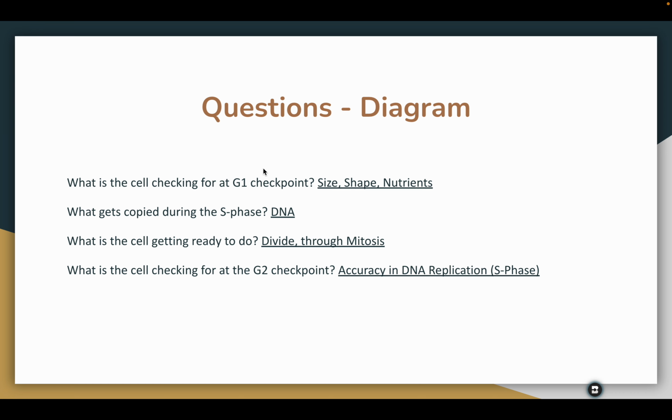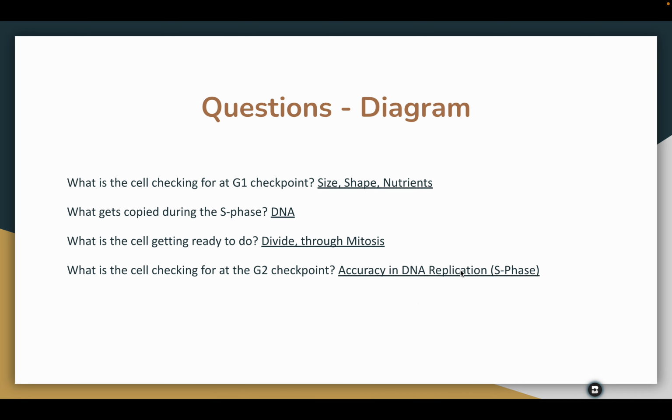So as you were looking at the diagram in your note outline, there might be some questions. Question number 1 says, what is the cell checking for at the G1 checkpoint? It's making sure that it's got the right size, the right shape, as well as the proper nutrients. Question number 2 says, what gets copied during the S phase? We said that that's DNA. Question number 3, what is the cell getting ready to do? It is going to divide through what is known as mitosis. And then lastly, what is the cell checking for at the G2 checkpoint?